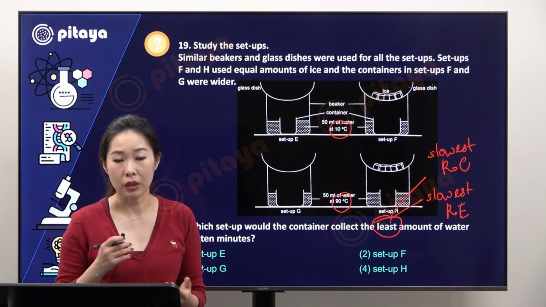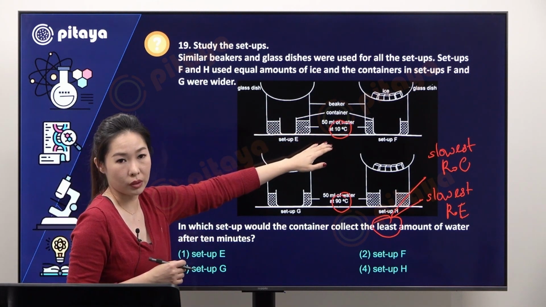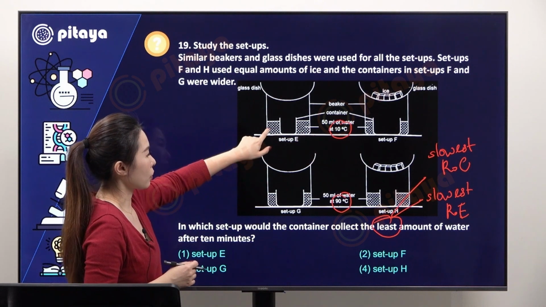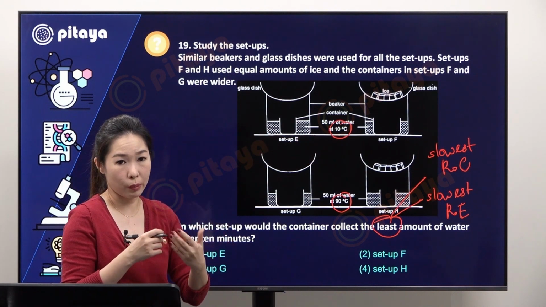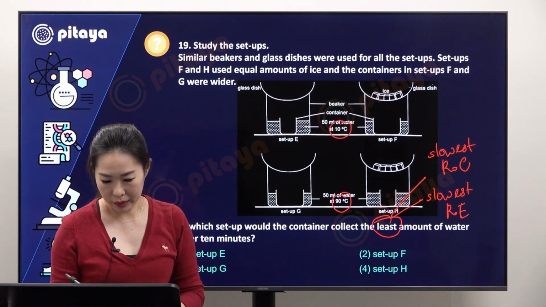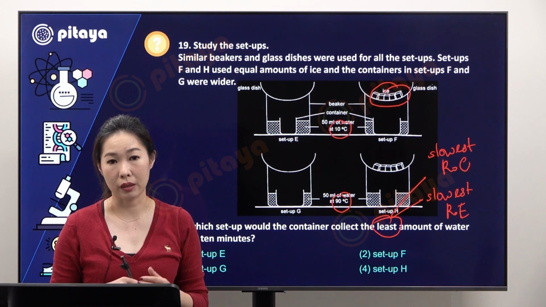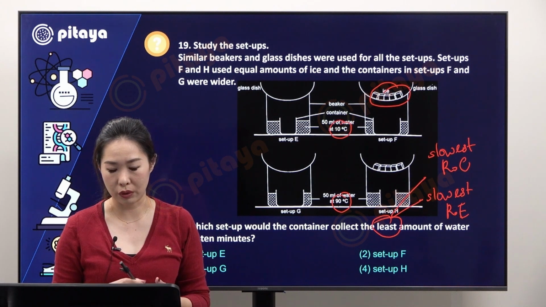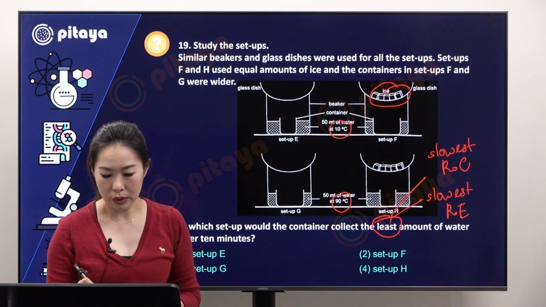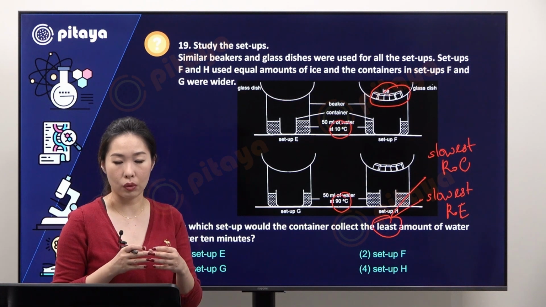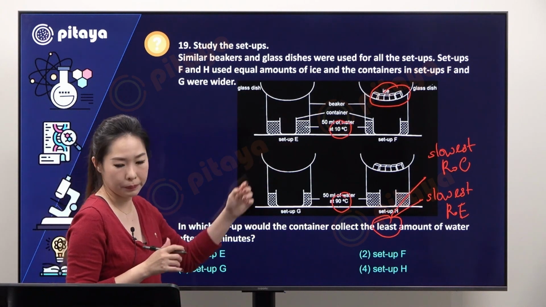So between these two, the next thing to look out for will be the size of the exposed surface area. Both may be cold. Setup E, its surface area is larger. It may be able to evaporate faster. But we find that in setup F, we have the presence of ice that can increase the rate of condensation. So setup F will be able to collect more water than that in E.